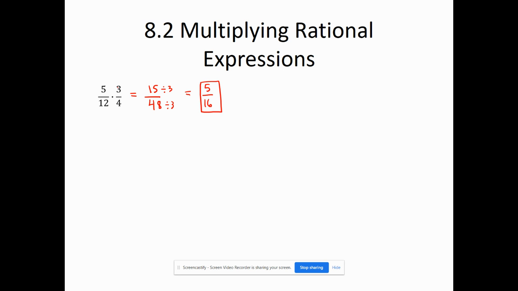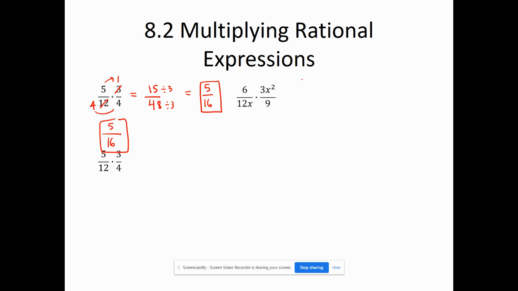However, we could have simplified at the beginning. If we look at the cross numbers, 3 goes into 12 4 times. And 3 goes into itself once. So if we do that first, it makes the multiplication a little bit easier. Now we just do 5 times 1 and 4 times 4. And we get the same result. Okay.